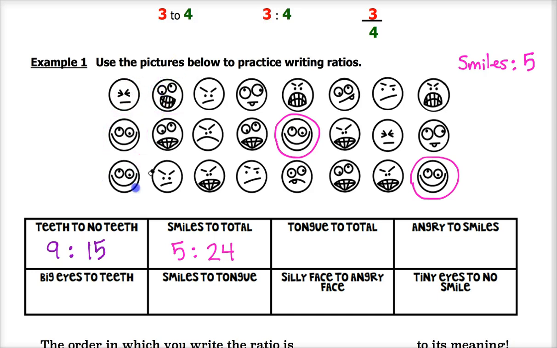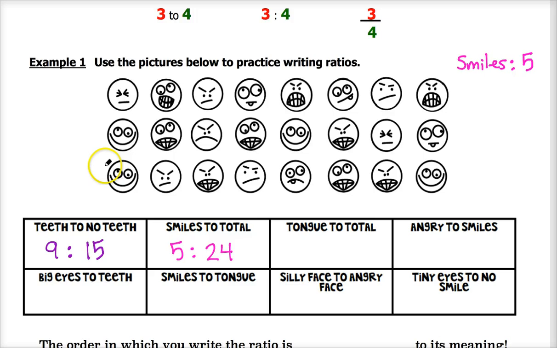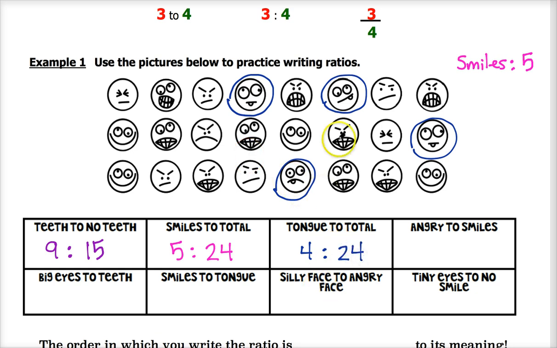Okay, for the next ratio, we're going to write a ratio of the number that are showing their tongue to the total. So the number of faces that are showing their tongue, I see 1, 2, 3, 4. So that's 4 faces showing their tongue. Again, we know there's 24 total. So that ratio is 4 to 24.